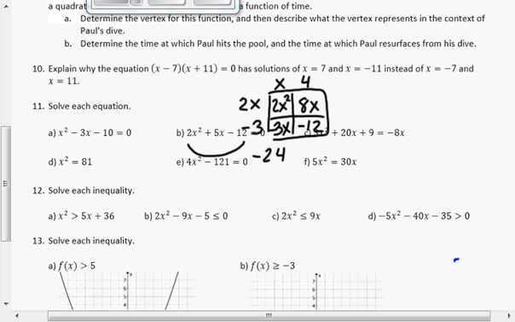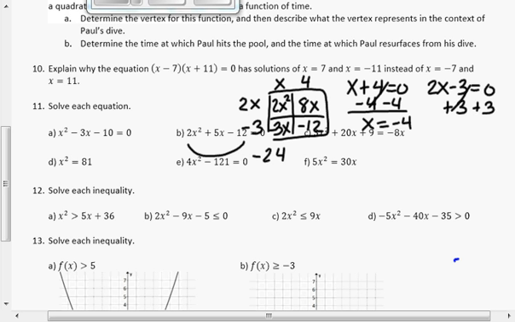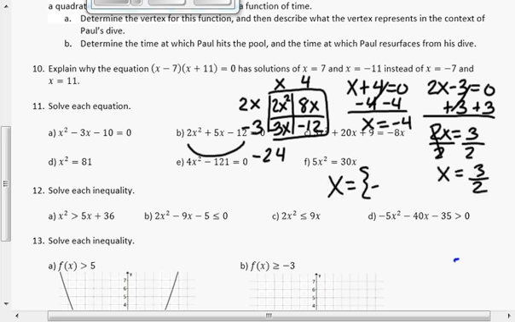Remember, follow the leader. So x plus 4 equals 0. Subtract 4. X is negative 4. 2x minus 3 equals 0. Add 3. 2x equals 3. Divide by 2. X is 3 halves. So our solutions are negative 4 and 3 halves. So that's how you do those for whichever form you get.